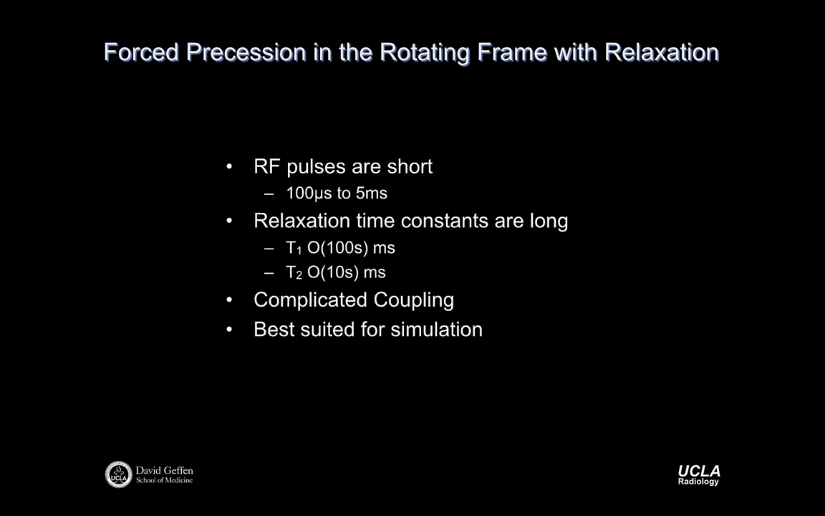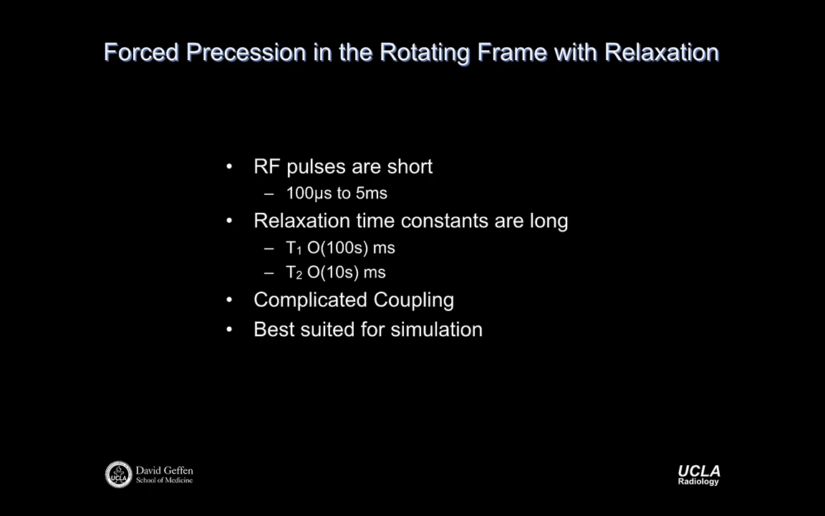So what about forced precession in the rotating frame with relaxation? There's three key things there, and we've looked at every combination. We've looked at forcing free, we've looked at rotating and lab frames, and we've looked at with and without relaxation. So there's six different conditions that you should be working your way through, being comfortable with, and understanding the meaning of those words in particular. So do we care about forced precession in the rotating frame with relaxation? We care about the rotating frame because that arguably simplifies things for us.